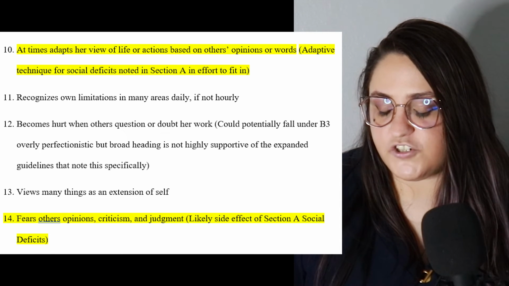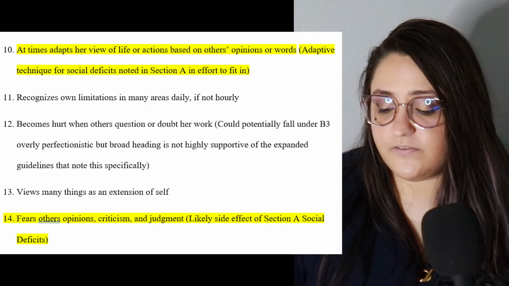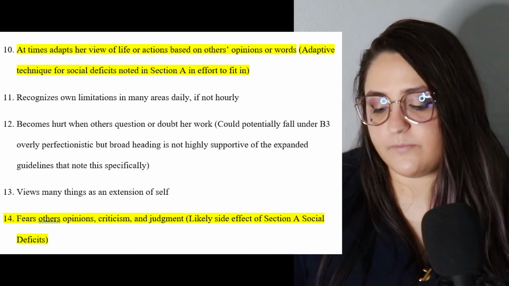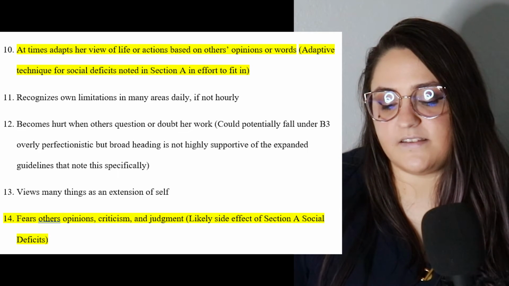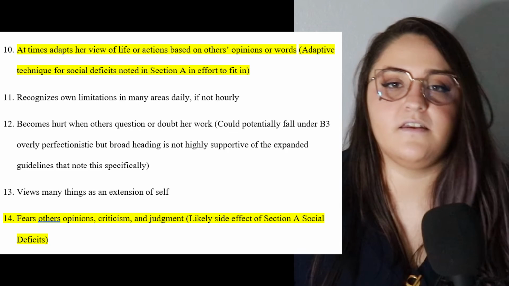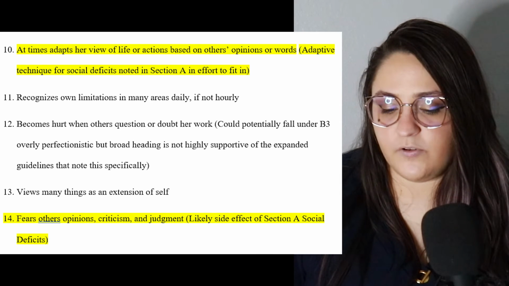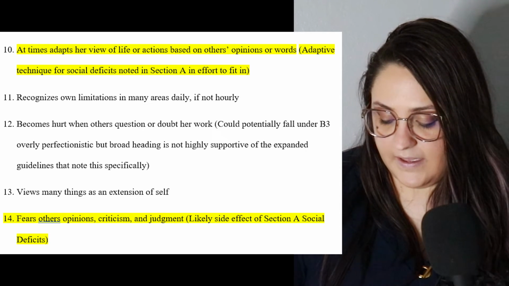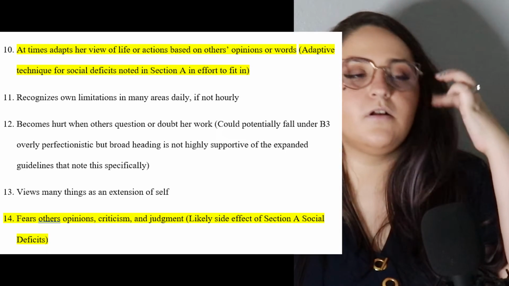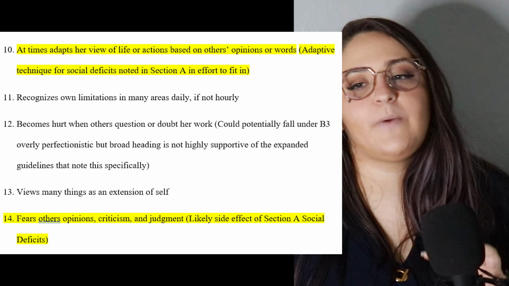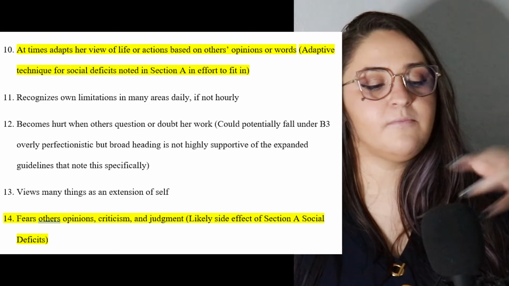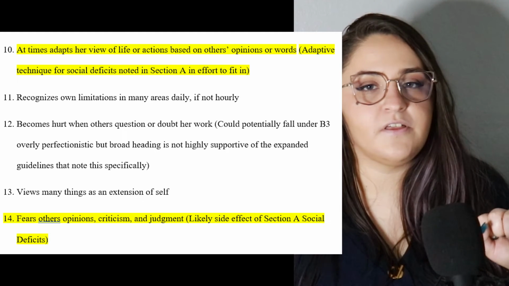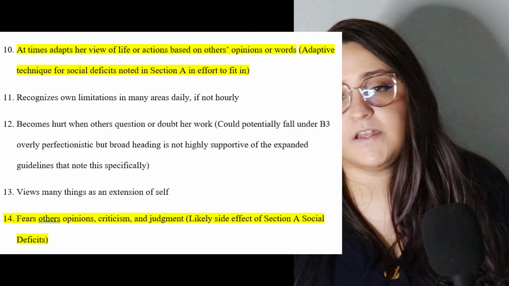Becomes hurt when others question or doubt her work. This could potentially fall under B3's overly perfectionistic, but the broad heading is not highly supportive of the expanded guidelines that note this specifically, and that's why I did not put it. So there are extra examples that align with the DSM very closely and help people to understand more, but because that one was by itself and it didn't really, in my opinion, make a whole lot of sense under that category, I just don't feel that that's strong enough to put it under as meeting criteria.